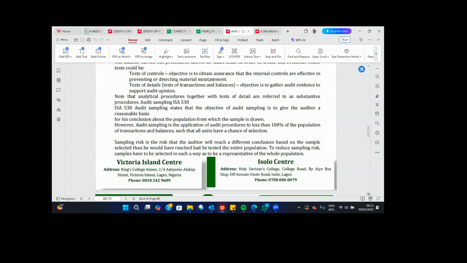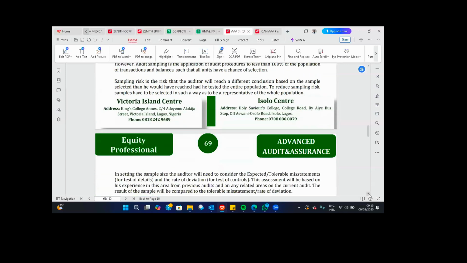Now, why are these tests necessary? These tests are necessary because the auditor is trying to reduce the risk of material misstatement on the financial statement. The auditor is trying to do what? To reduce the risk of material misstatement on the financial statement examined and to ensure that the audit opinion is also what? Is correct. That is, trying to reduce his what? Audit risk.